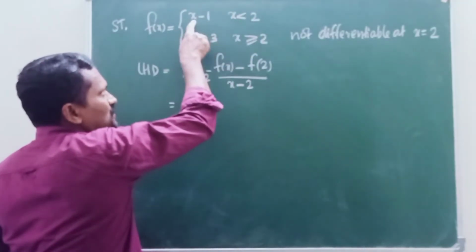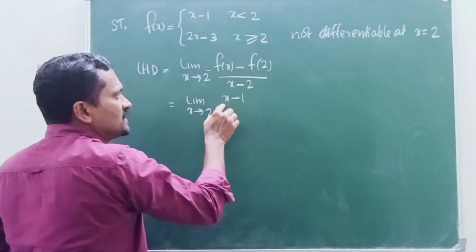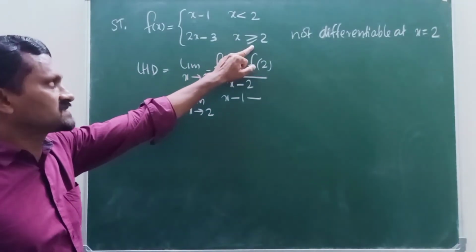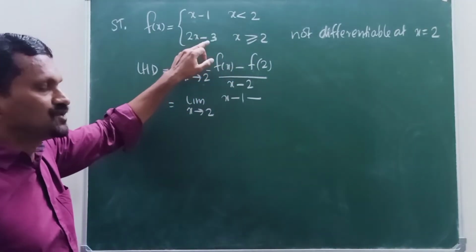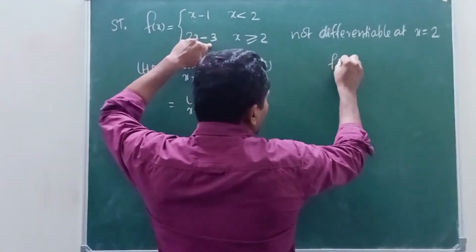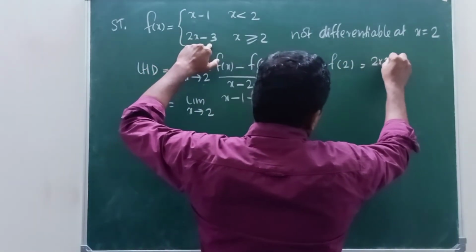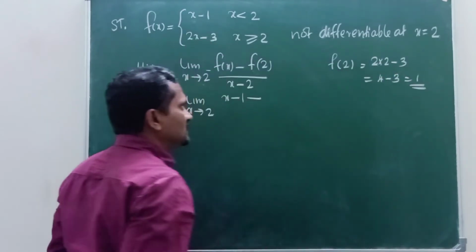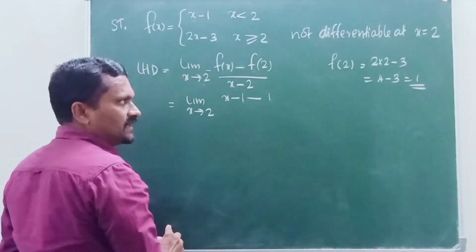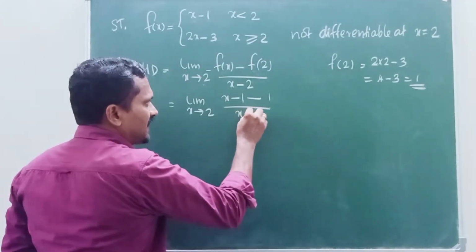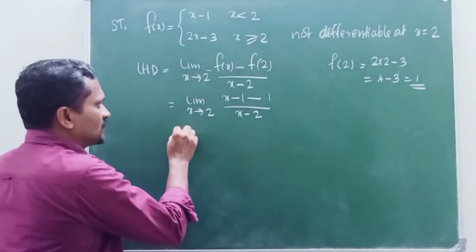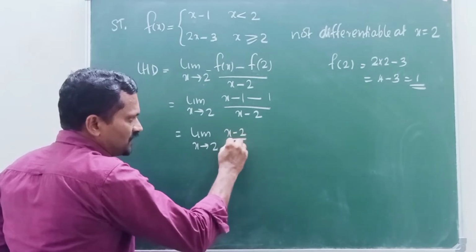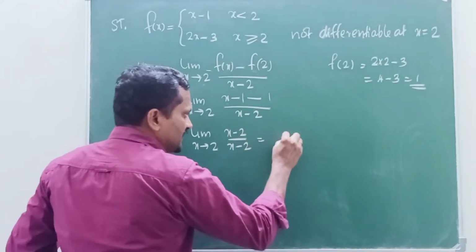When x less than 2, the function is x minus 1. So f of x becomes x minus 1 minus f of 2. When x is equal to 2, the function is 2x minus 3. Then f of 2 equals 2 into 2 minus 3, that is 4 minus 3 equal to 1. Instead of f of 2 we can write 1, divided by x minus 2. That's equal to limit x tends to 2, x minus 2 divided by x minus 2, that's equal to 1.